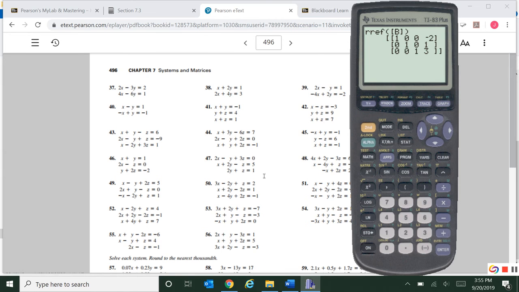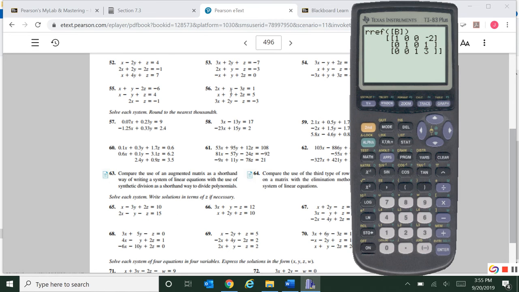Okay, now I'm going to do 56 down here, okay? So I'm going to go back to my matrix menu. I'm going to open another one. I'm going to do C now, and again, I'm going to make a 3 by 4. So if you have 3 equations, you have 3 by 4. If you had 4, you're going to have 4 by 5. You're always going to have one more column than you have rows because of the answers. Because you always need as many equations as you have variables.